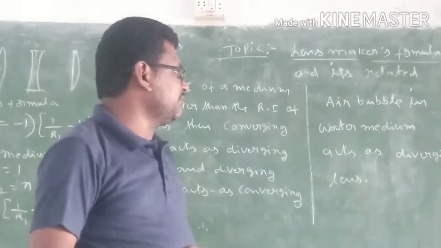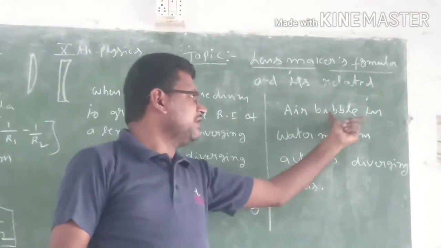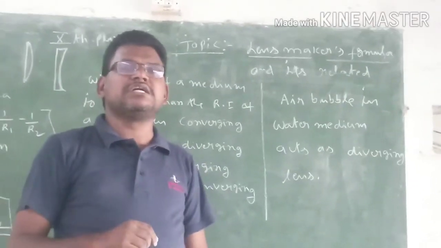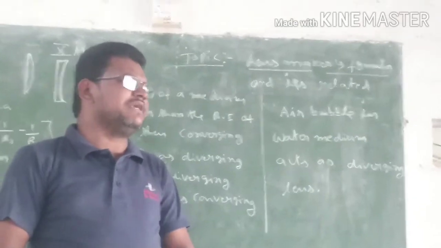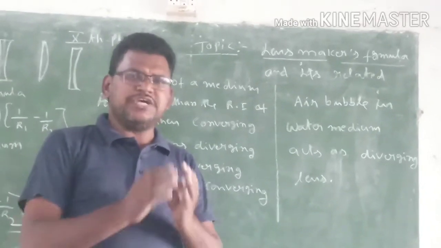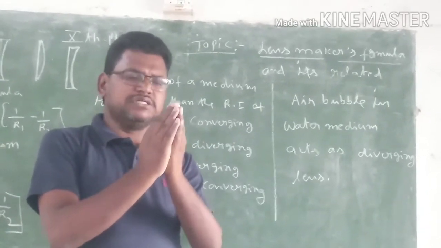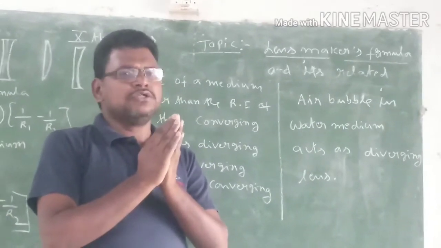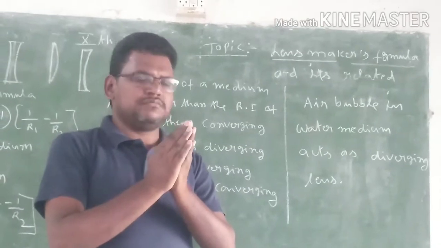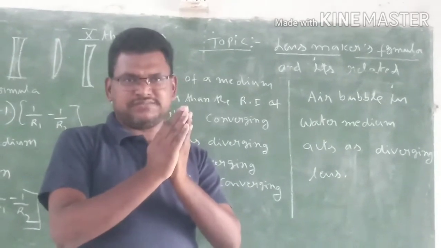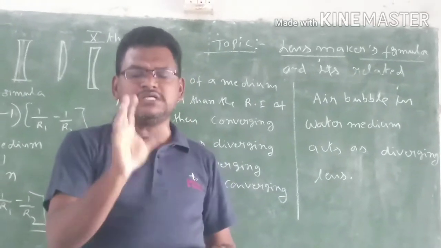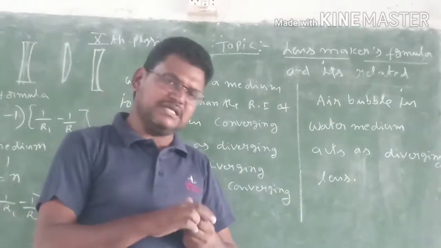So this is very important. Here, an air bubble in a water medium acts as a diverging lens. Actually, the shape of the air bubble is convex, okay? Though the shape of the air bubble is convex, if it is in a water medium, it acts as a diverging lens.